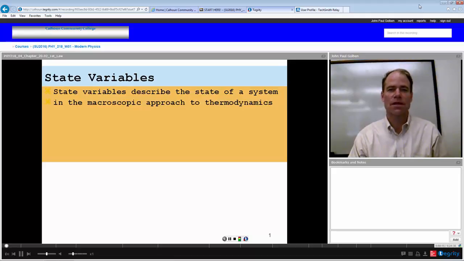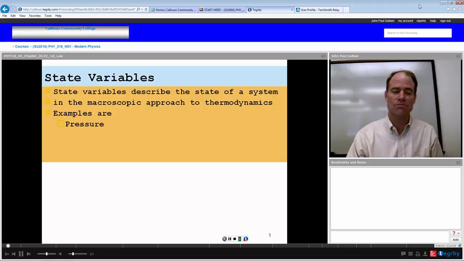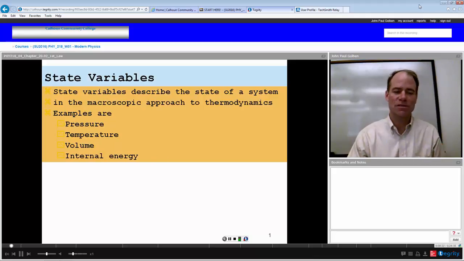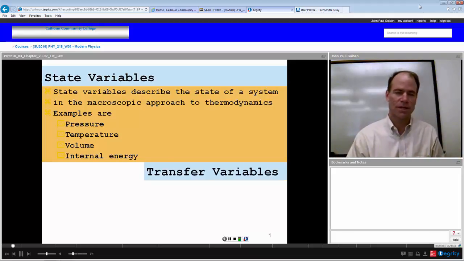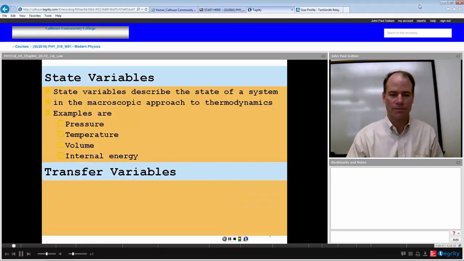State variables are a macroscopic approach to thermodynamics, and they include things such as pressure, temperature, volume, the three variables that are involved in the ideal gas law, and we can also include internal energy. These state variables describe the state of the system in a macroscopic way.